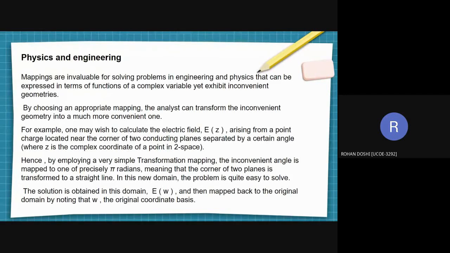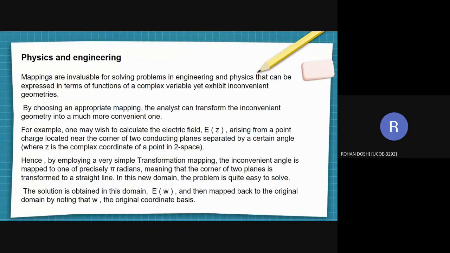arising from a point charge located near the corner of two conducting planes separated by a certain angle, where Z is the complex coordinate of a point in two-space. Hence, employing a very simple transformation mapping, the inconvenient angle is mapped to one of precisely pi radians, meaning that the corner of two planes is transformed to a straight line in the new domain. The problem is then quite easy to solve.